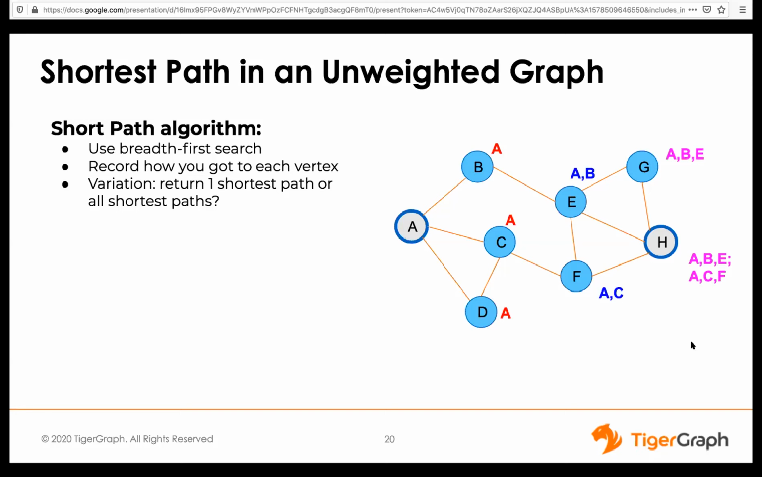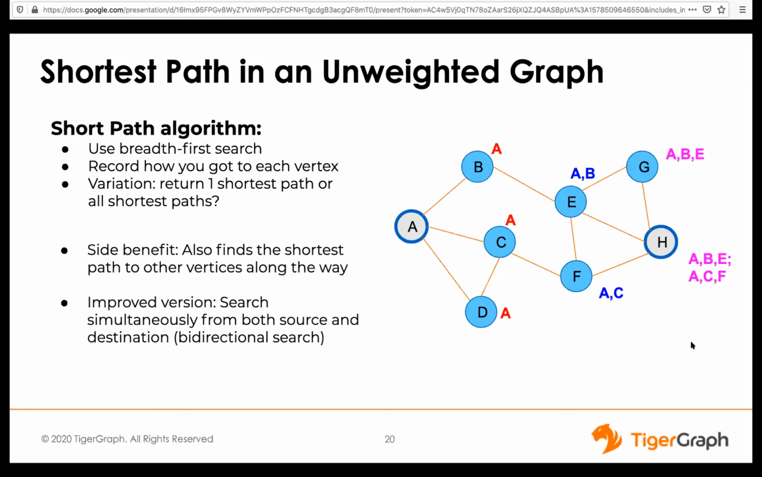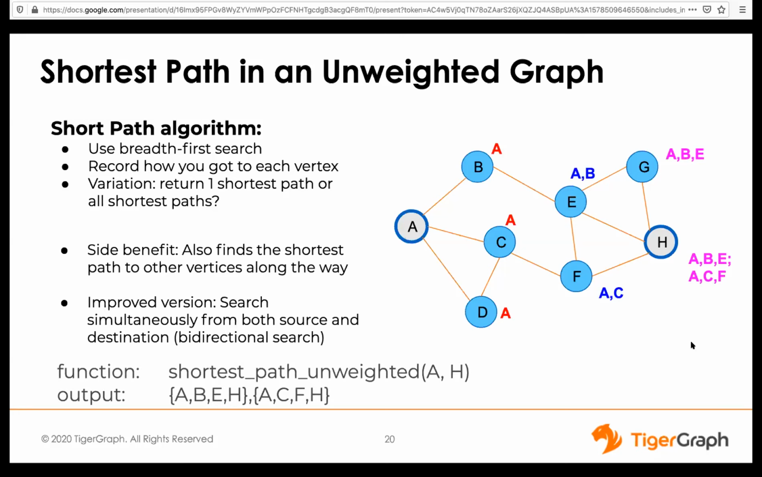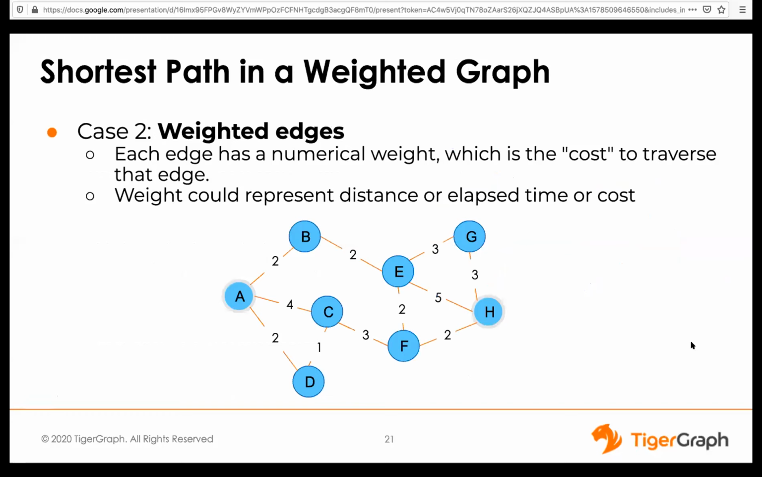And so if you ran this as a function, one more click, what you should get is this function where the output is a list of lists. So each item in the list is a path, and so it's potentially multiple paths. Okay, so that's an unweighted graph.